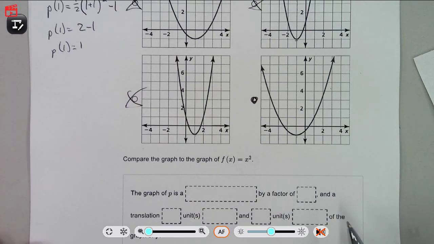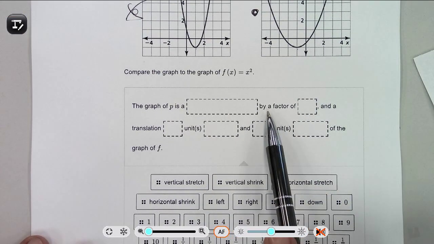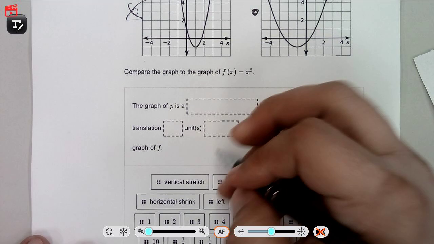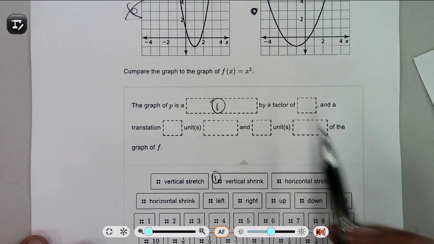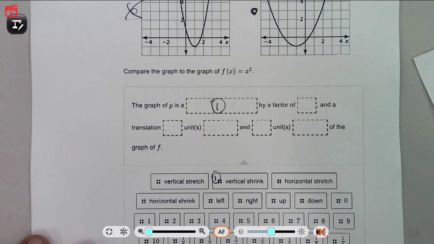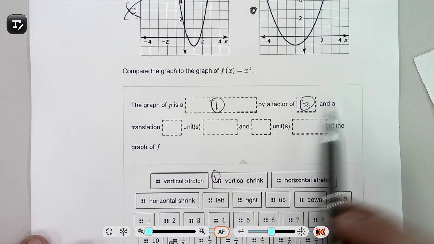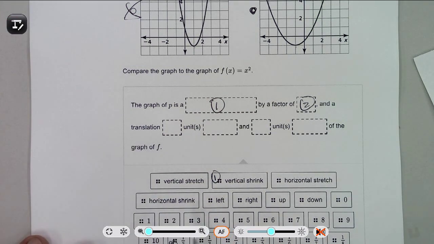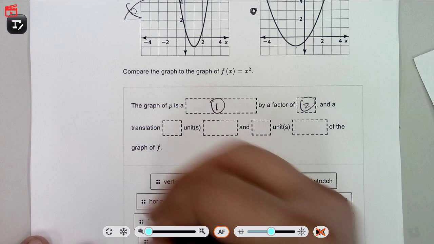And then we have to fill in some qualities of the graph. So the graph of P is now a vertical shrink. So that's box 1. By a factor of 1/2. So that's box 2. And a translation. So we have translated, we just kind of see where the vertex moved. It's 1 unit. So 1, this is box 3.